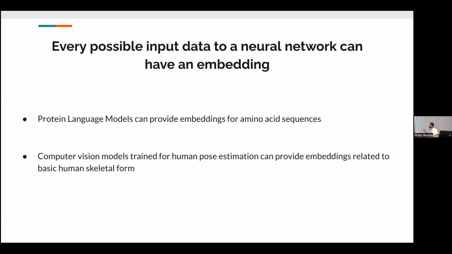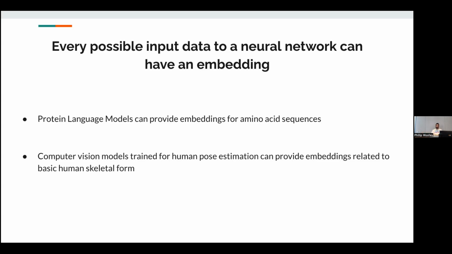So we can actually generate embeddings for every possible input to a neural network. If you train a protein language model on amino acid sequences, you can get embeddings for those amino acid sequences. One other example is a computer vision model. These are the models that take images as input. So if you take a computer vision model that is trained on identifying human posture, the embeddings it learns can capture things about basic human skeletal form.